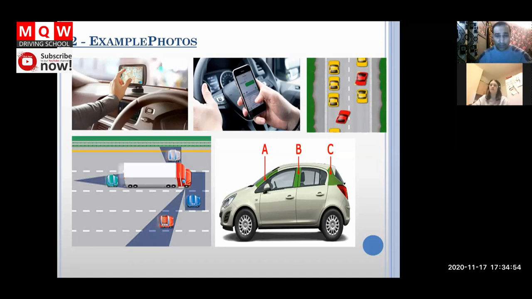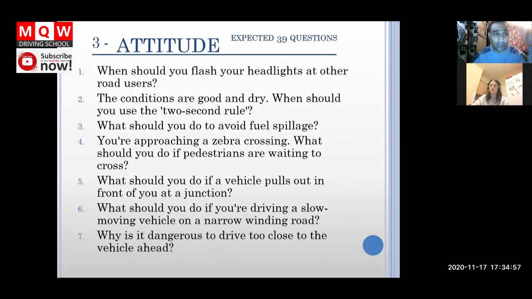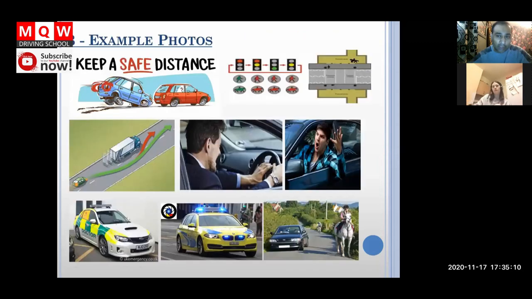Okay. Now let's take another example. Then I'll give you some idea of doing the exam as well. So attitude. There will be an expected 39 questions in total about attitude. See through the pictures again. You have a bad attitude, for example, if you always drive the car too close behind other people without even thinking what if they brake. That way you cannot say it is a good distance. So this is called an attitude issue. The person is not thinking about the future.